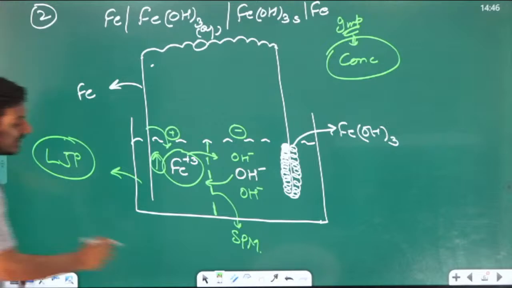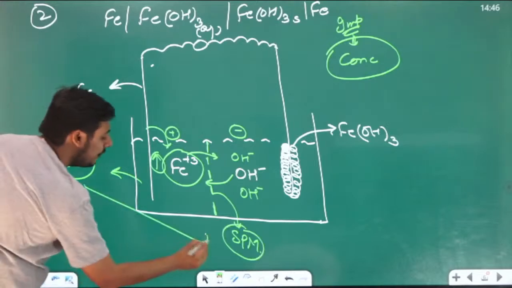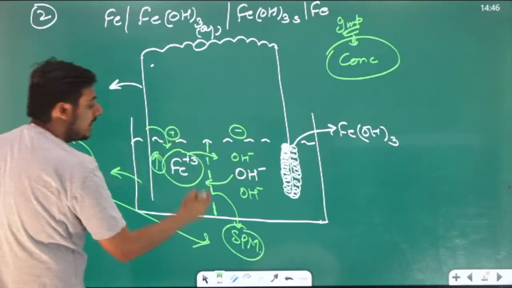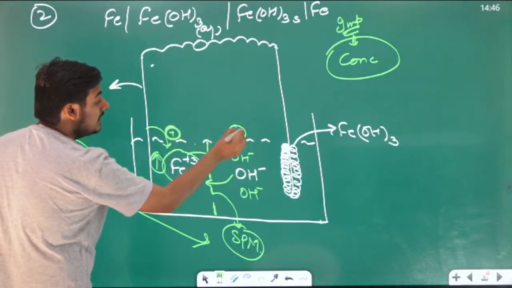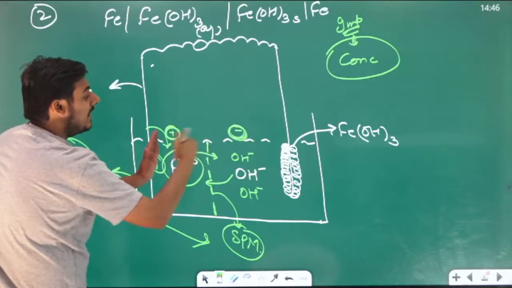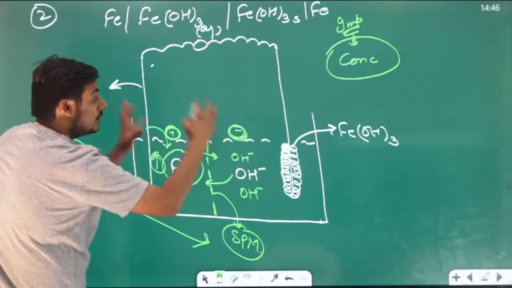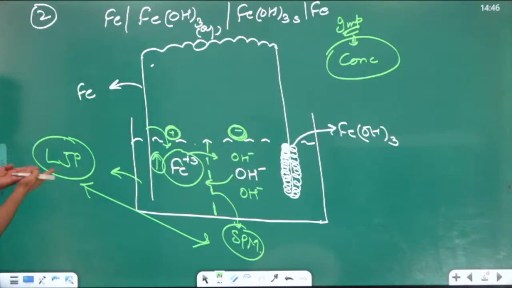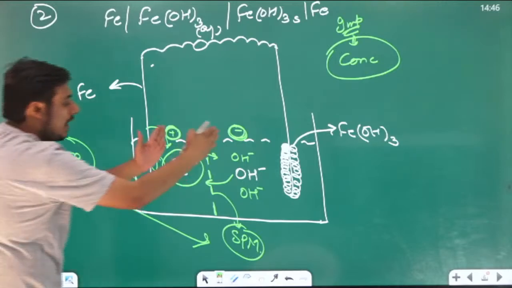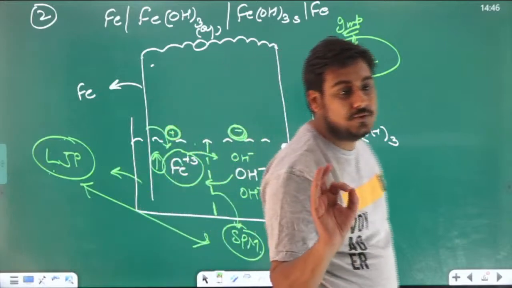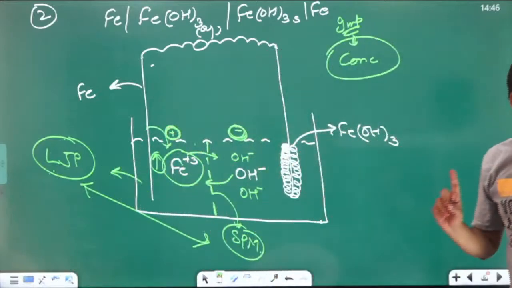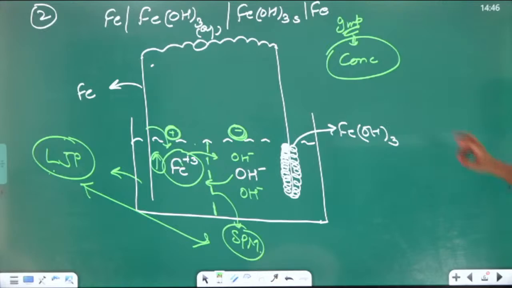Whenever there is a use of SPM, there will be formation of liquid junction potential. At this junction, one half of the solution is positive, another is negative. So there is a potential gradient, there is a potential difference. That potential difference is known as liquid junction potential, where these two halves are meeting through SPM. So that is one key thing that you have to remember. Okay, we will now move forward.